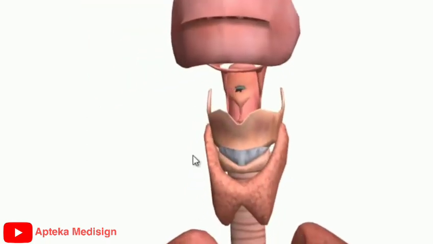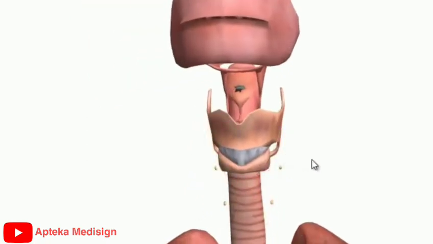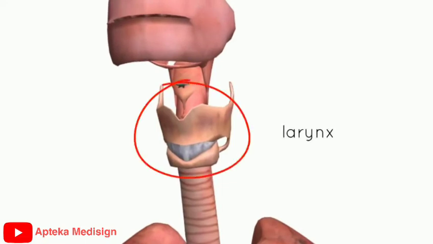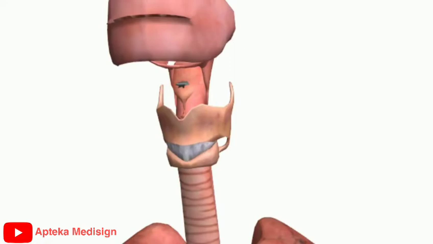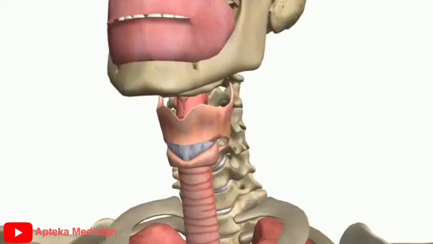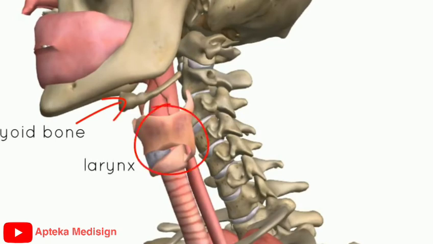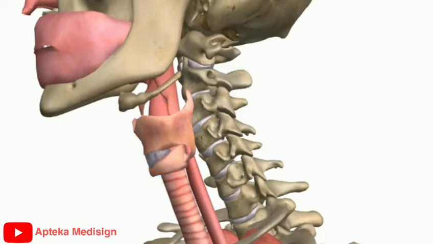You can actually see the thyroid here. I'll just remove it and we'll take a look at the larynx. The larynx is this set of structures here. It's also known as the voice box. It sits just behind and below the hyoid bone. You can see the hyoid bone just here. You can see this set of structures, which is the larynx. This is important in voice production and also in allowing air into and out of the lungs.